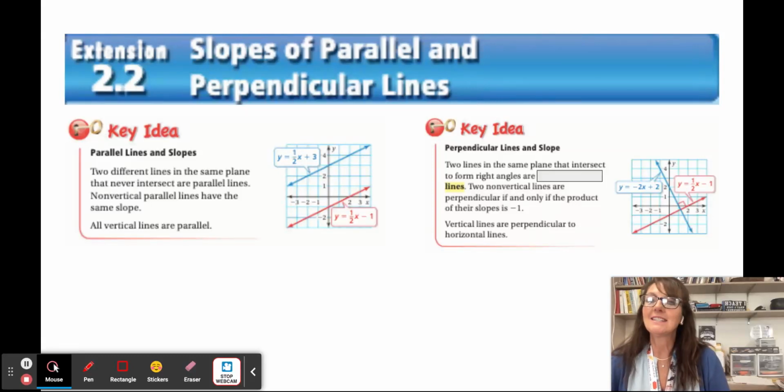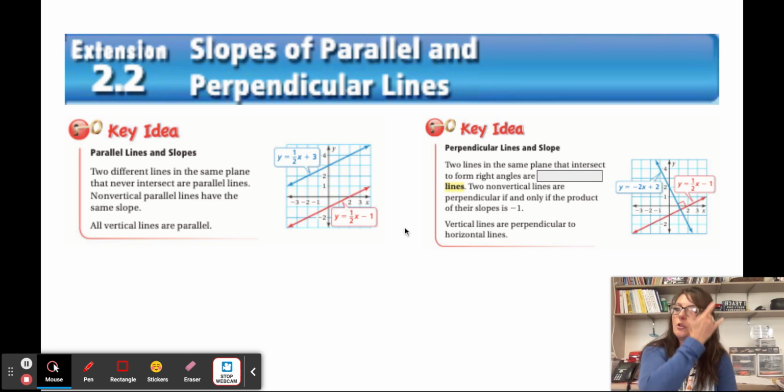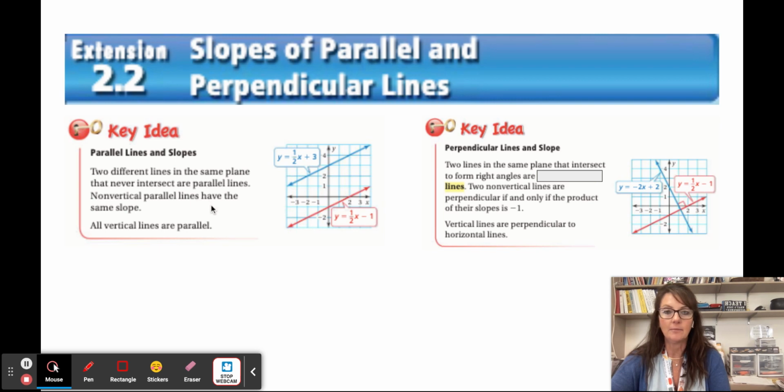Okay, in the extension for lesson 2.2, we're going to explore the slopes of some parallel and perpendicular lines. When you have parallel lines, we have two lines in the same plane that are never going to intersect, right? We call those two lines parallel. One thing that they have in common is that they will have the same slope. Parallel lines always have the same slope, and all vertical lines are parallel.